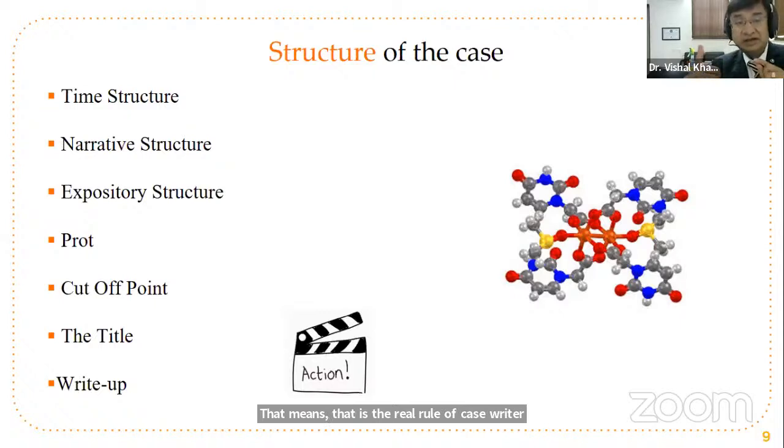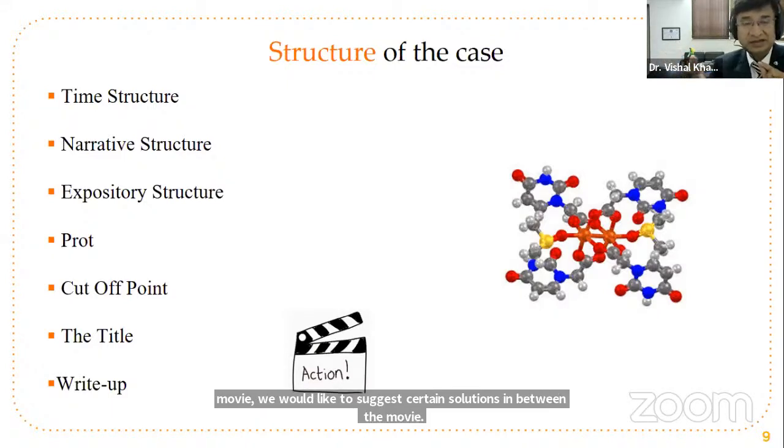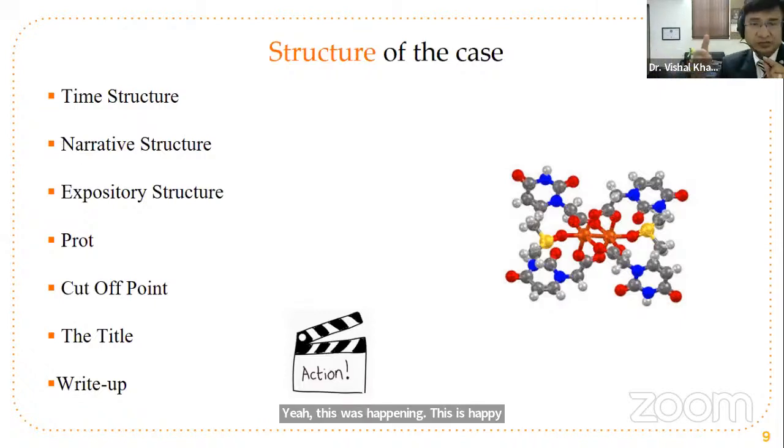Whenever we are watching a movie, sometimes we put ourselves in that movie. A certain situation is going on, and we would like to suggest certain solutions in between. Yeah, this was happening, this is happening, he has to do this to come out of these situations. So, my dear friends, it is very important that you write in such a way that the reader will feel 100% involvement in the case. That is very, very important.